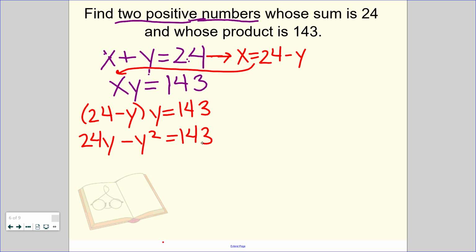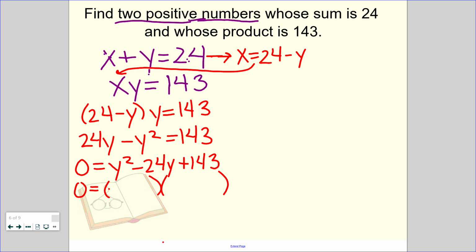From there, I want to get it equal to 0, and I want my y squared term to be positive, so I'm going to move everything over to the right, make it y squared minus 24y plus 143, and now we're factoring. Here we want to find two numbers that multiply to 143 and add to negative 24. You may need to do a little guess and check here. See what 143 is divisible by. The numbers we're looking for are negative 13 and negative 11, which means y is 13 and y is 11.